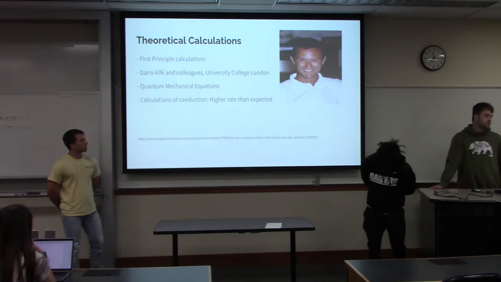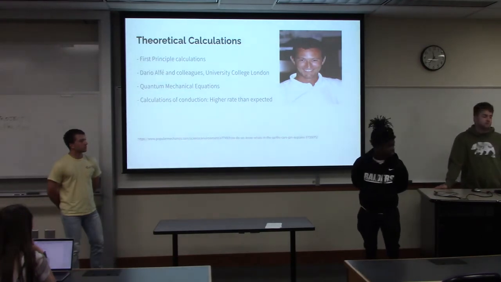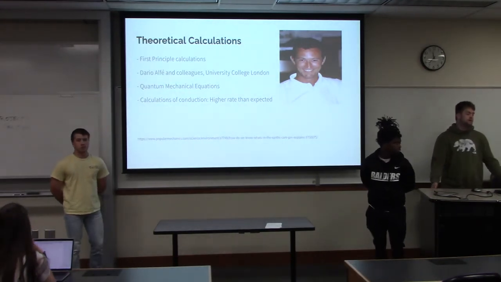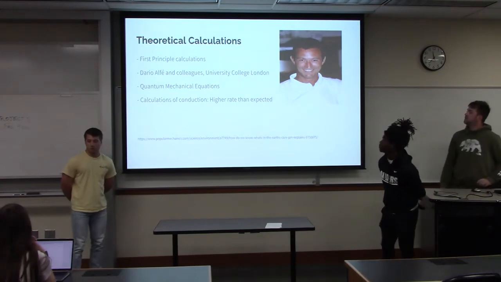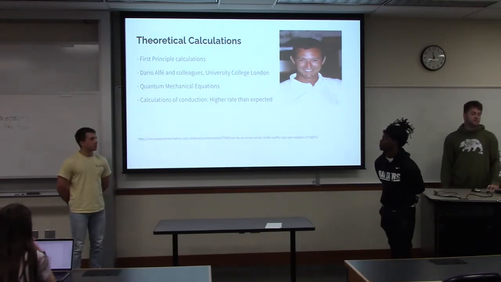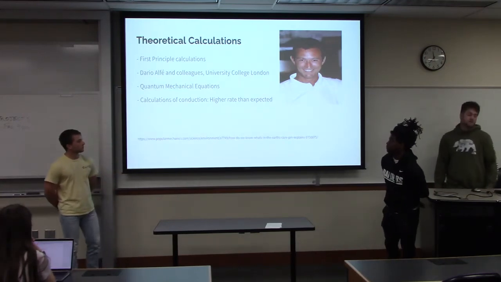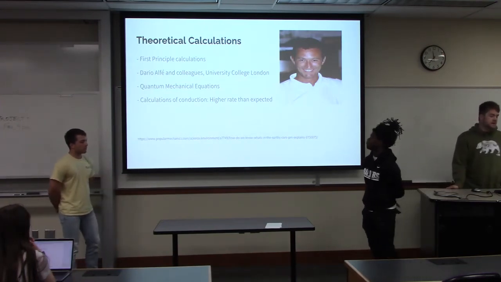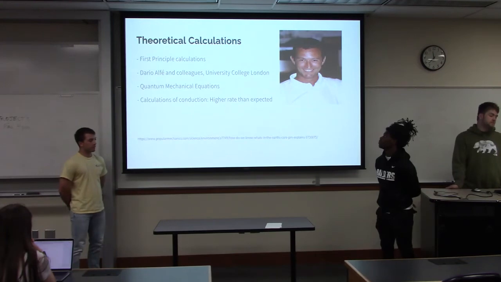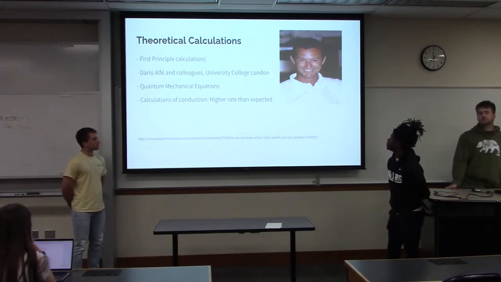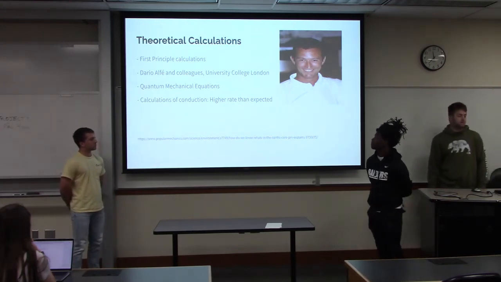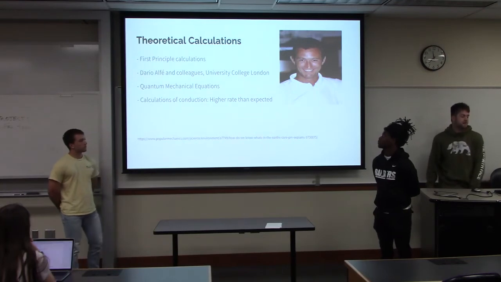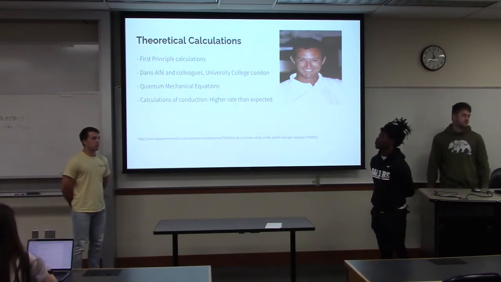This is the first principal calculation that was used to discover the Earth's core. And this guy up here, Dario Alfè, and his colleagues at University College London discovered this theory first, and then they presented it to the world. Their idea was a quantum mechanical equation which tells how the electrons in the Earth's core are bouncing off each other and how they react in certain environments.